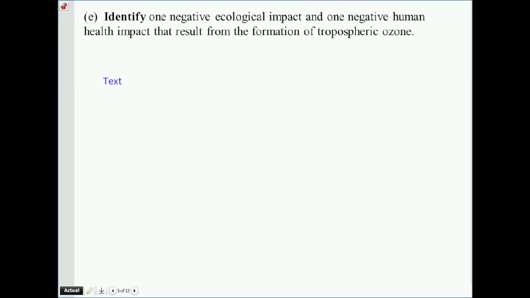Since you did health, I'll do ecological. We could talk about how it damages plant tissue. It inhibits photosynthesis. And not only does it irritate us, our respiratory system or our eyes, but it can irritate other animals.